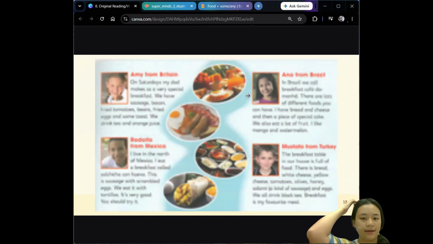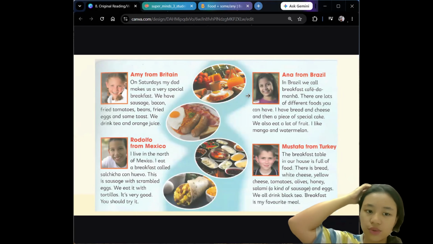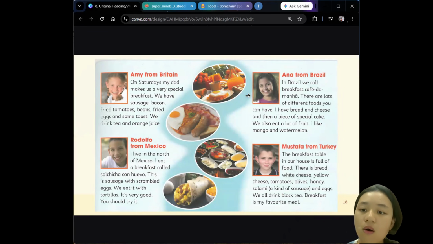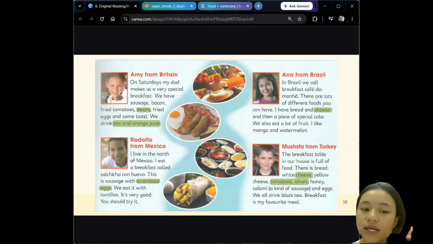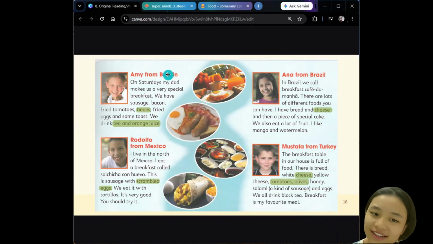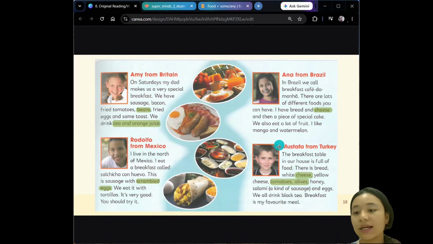So now let's read. Okay, I have this exercise and I want you all to read and underline all of the food in this passage. Okay, 2 minutes for you. Good job. So here are all of the foods that we have learned. Okay, and I want to ask you something. Which country is Amy from? Good. What about Rodolfo? Mexico. Good. Anna? She's from Brazil. And the last one, Mustafa from Turkey.